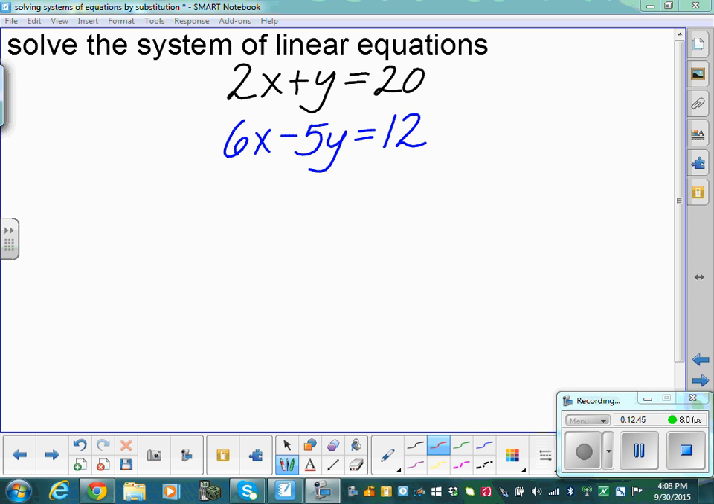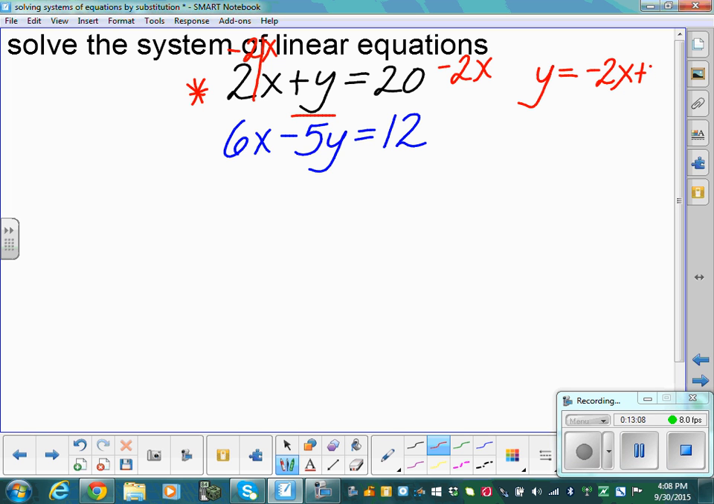So if you look on top here, I can solve for y pretty easily. I can get y all by itself. I'm going to subtract 2x from both sides of the equation. And so those will cancel out. So we will have y is equal to, I'm going to write it in standard form, so I'm going to put my negative 2x first, and then I have plus 20. All right. So I just rewrote this top equation as this. And now we can go ahead and make our substitution.